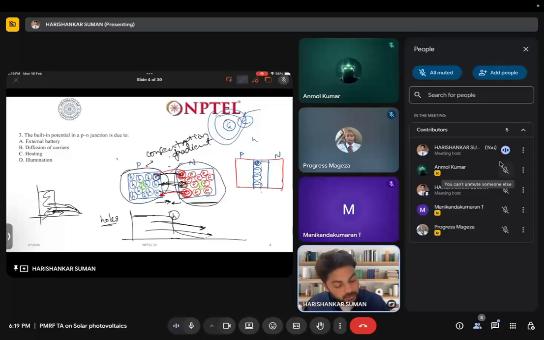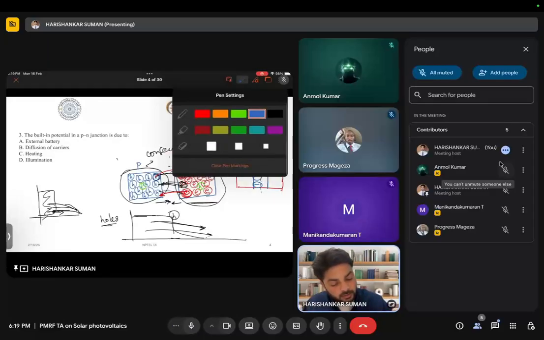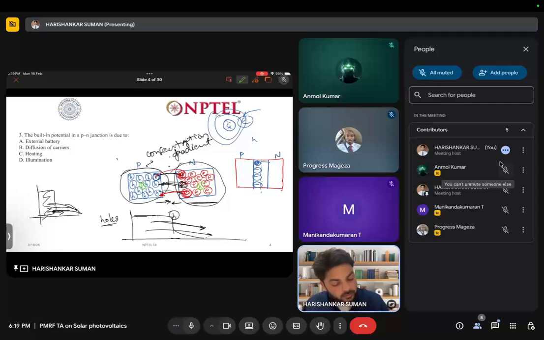Okay, similarly on the n side, what will happen? The electron leaves from here, so the whole atom will be positively charged.